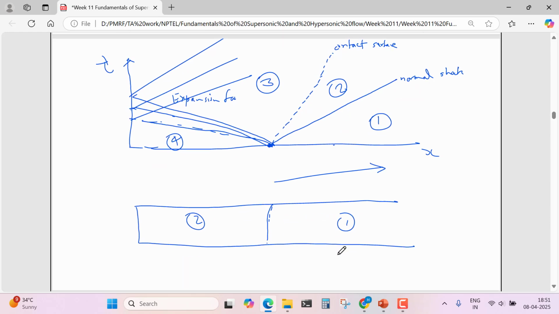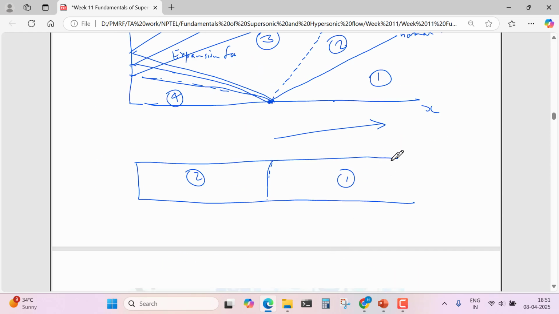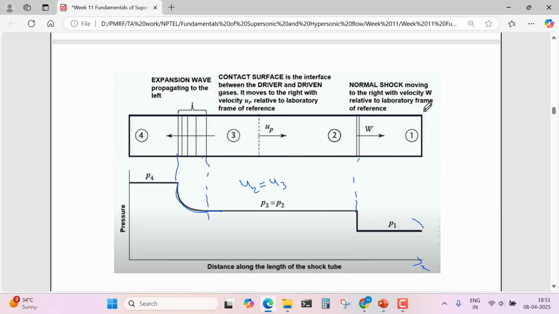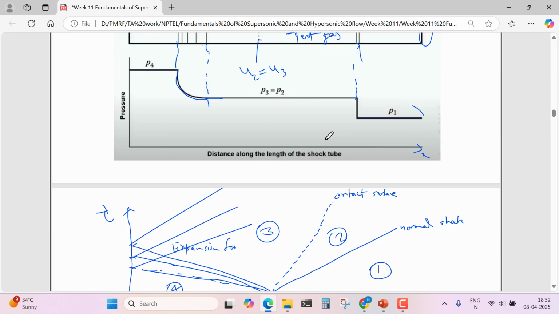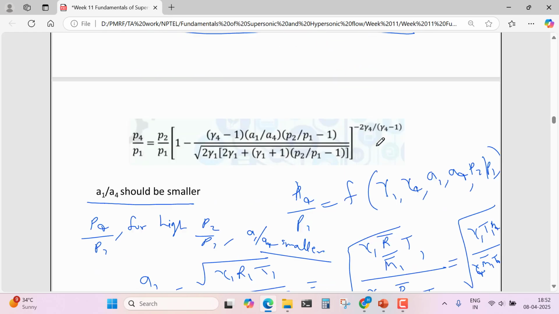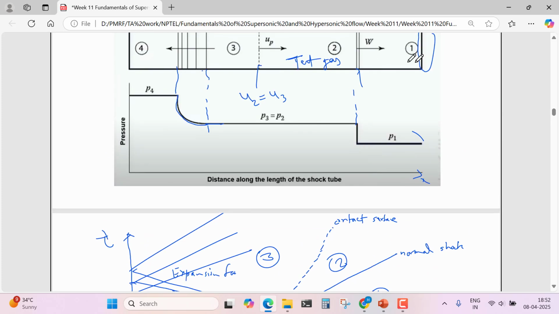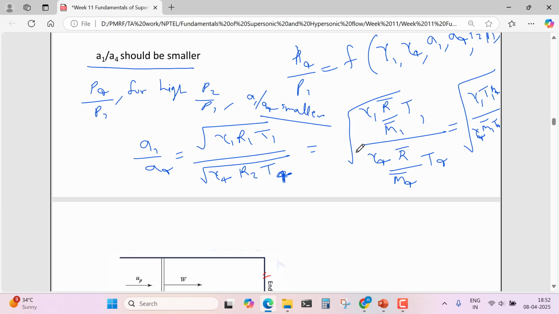One more thing to tell: if we want to test some model, generally in the shock tube this end is open, so whenever our gas will move, this part is open, so we can keep our model here, and the region between this and this can be taken as test gas. And what happens with this test gas is measured. So this 2 is the test gas. And 2 and 1 are the same gas. So you can say that 1 and 2 have the same molecular weight. So generally this test gas is air only, atmosphere.